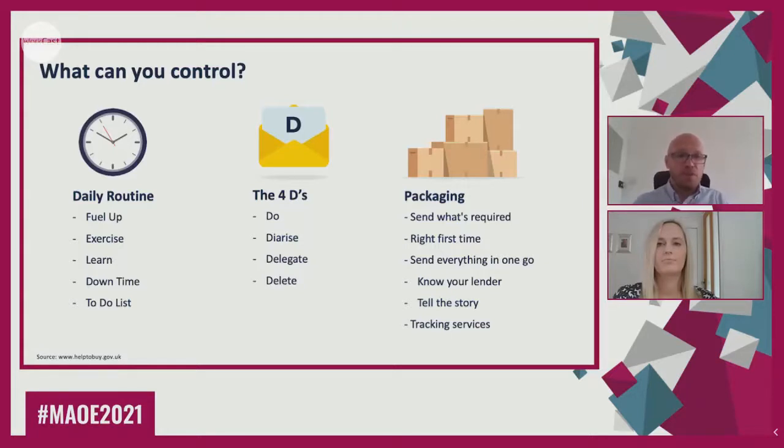Now I'm going to take you on to the 4Ds. This has been rebranded a number of different times, but I only know it as the 4Ds, which is do, diarise, delegate, and delete. It's quite a straightforward way of being able to prioritize tasks, but I find it works really well when you get a new email and how to manage your email inbox.